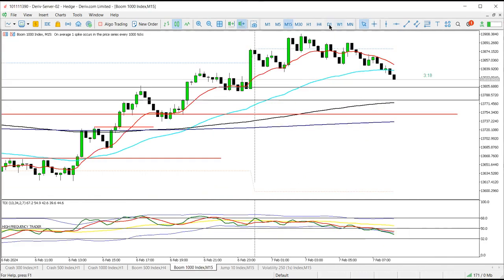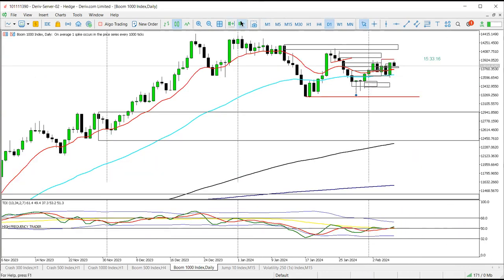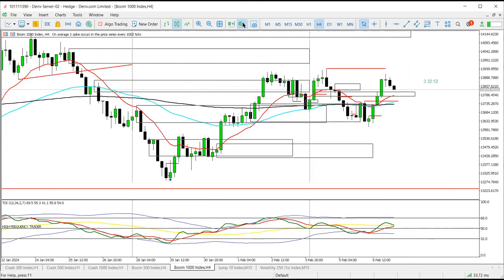Okay, B1000. Let's see. Okay, so we had a reaction here a few days ago, pushed above the 13 EMA. We had a zone here which we have respected, and it looks to me like we are bullish. So I've got a zone here. Let's check what we have on the smaller time frames.